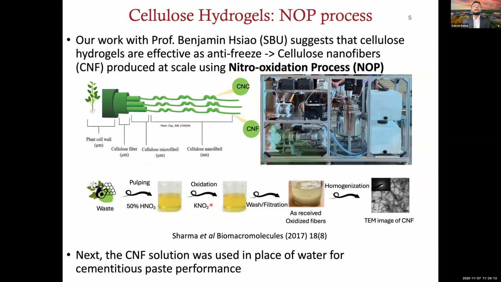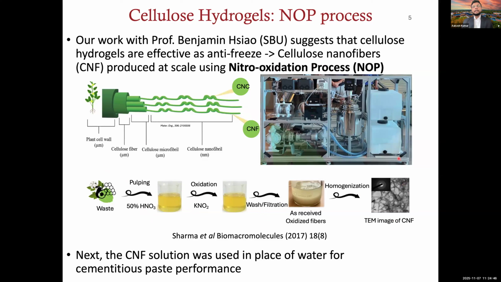And so again, related to this work, we collaborate with Professor Ben Shao at Stony Brook, and they have a novel way of processing cellulose. This is called a nitrooxidation process, which is less energy intensive, and they can produce these CNFs, cellulose nanofibers, at scale using this method, right? So this is just showing you the setup, how they treat it with nitric acid, and then how you get these very high quality CNFs, right?